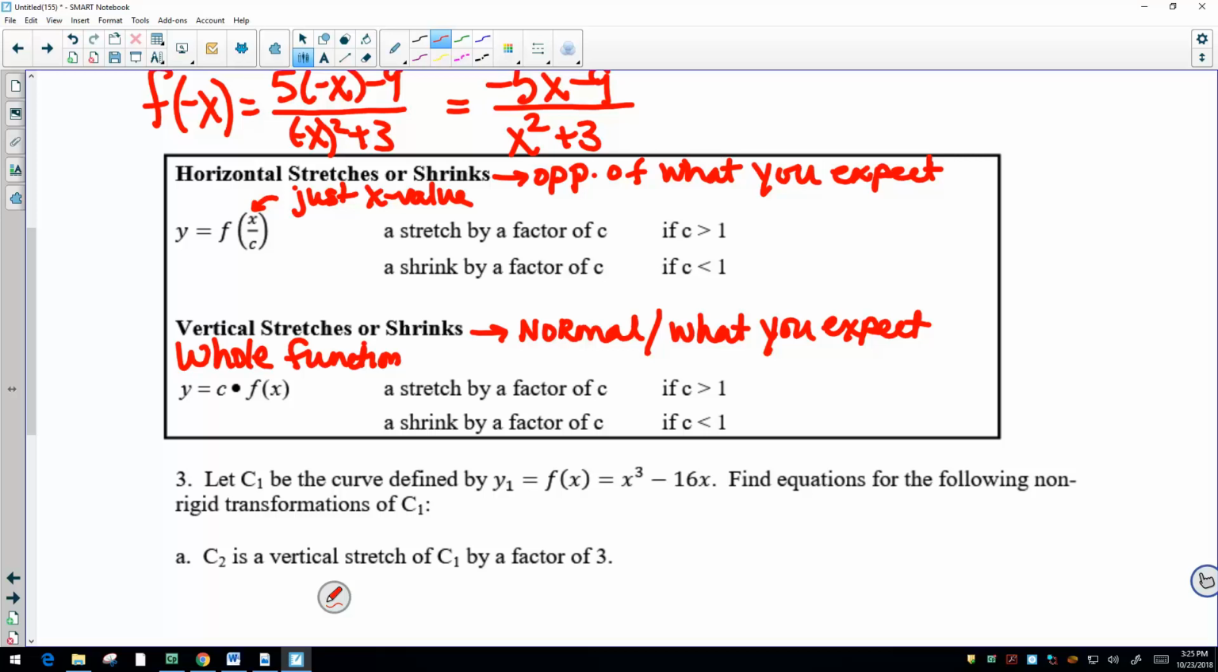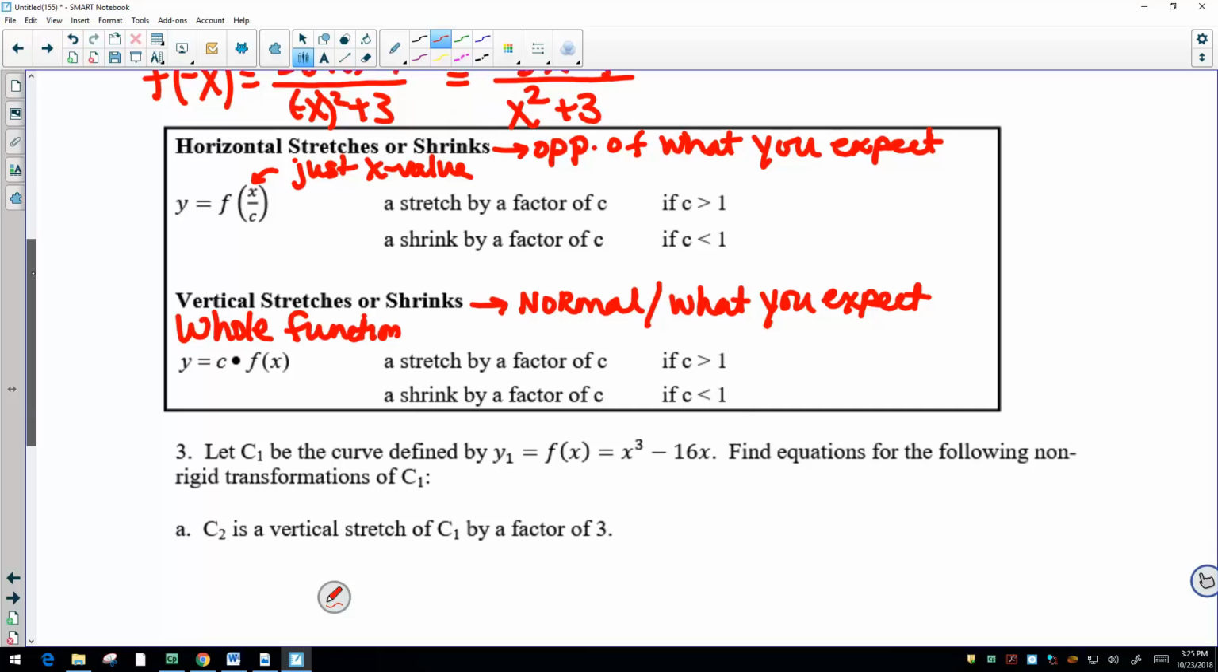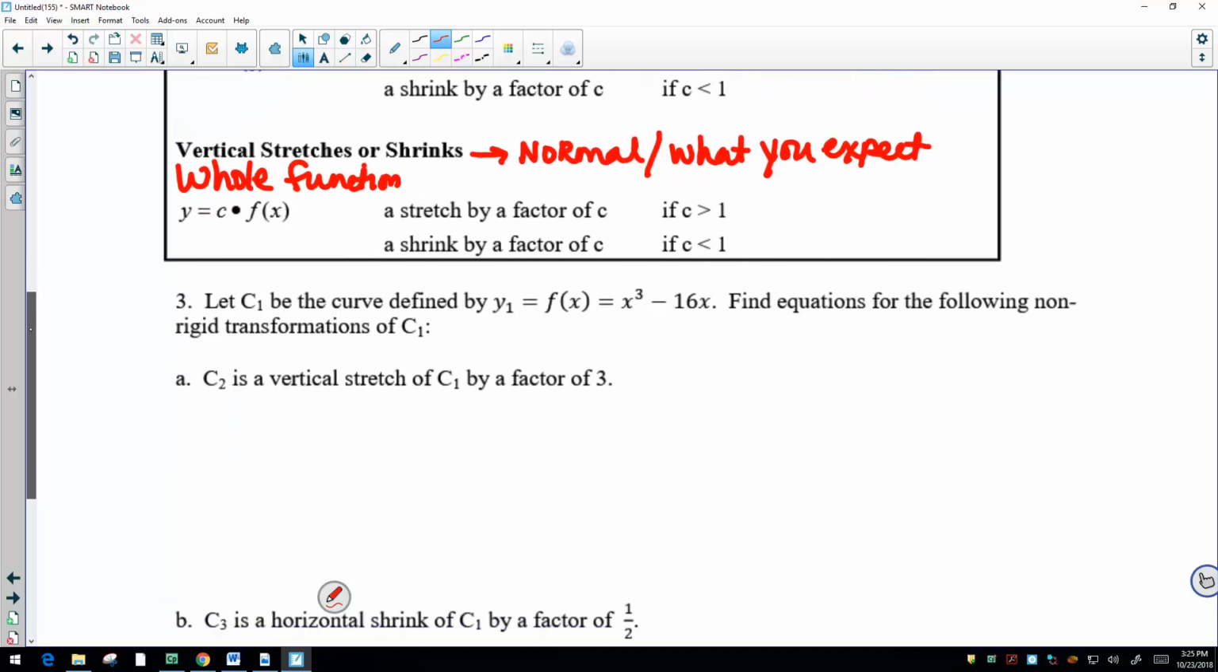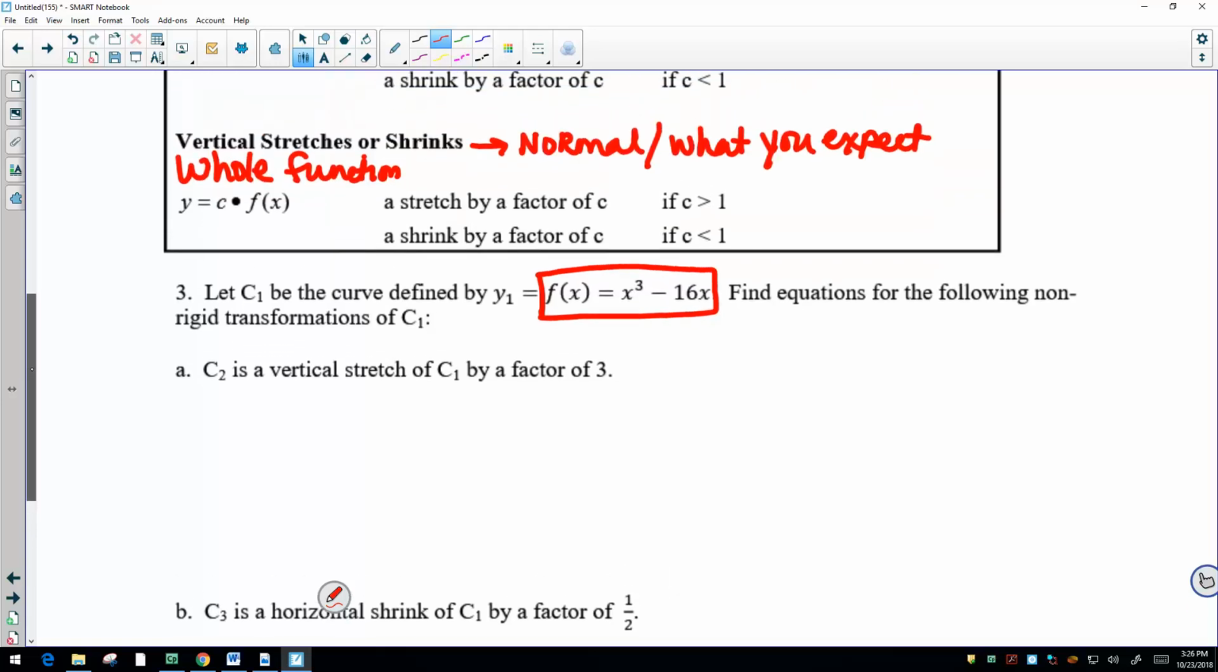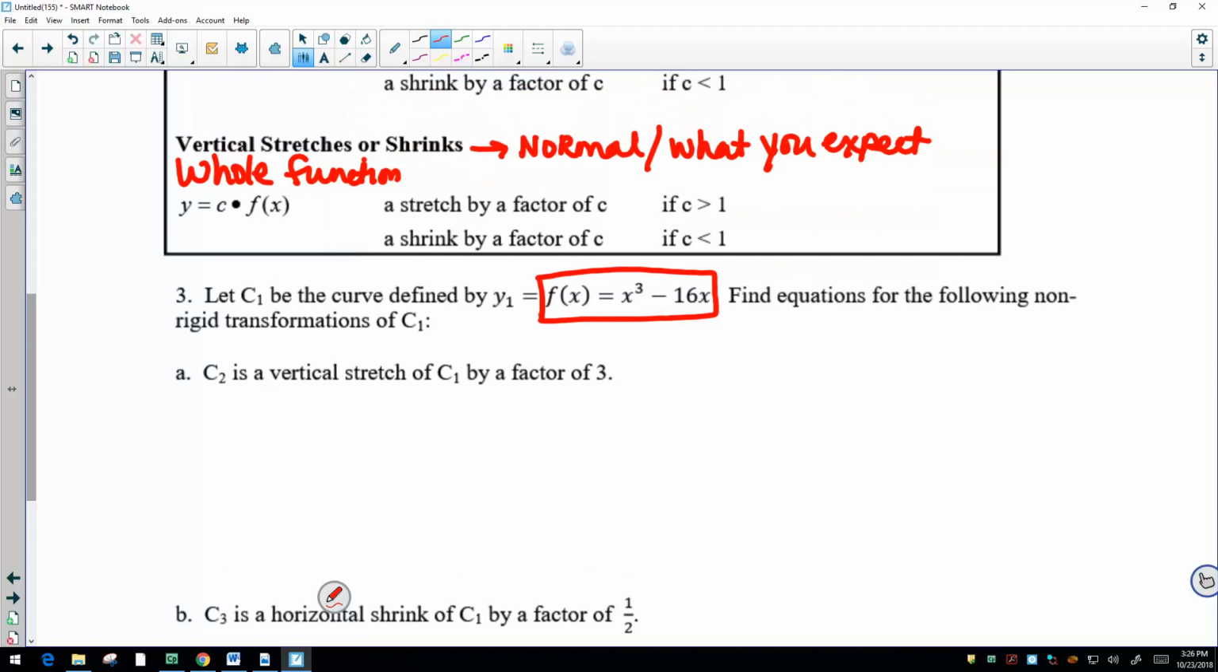Okay. So we're going to try a problem down here. Now, first thing that we have is we have a curve. Our function that we're looking at is this function right here, x cubed minus 16x. And we want to do a vertical stretch by a factor of 3. So if I'm looking back up here, a vertical stretch. So vertical, we're thinking whole function. Stretch by a factor of 3.